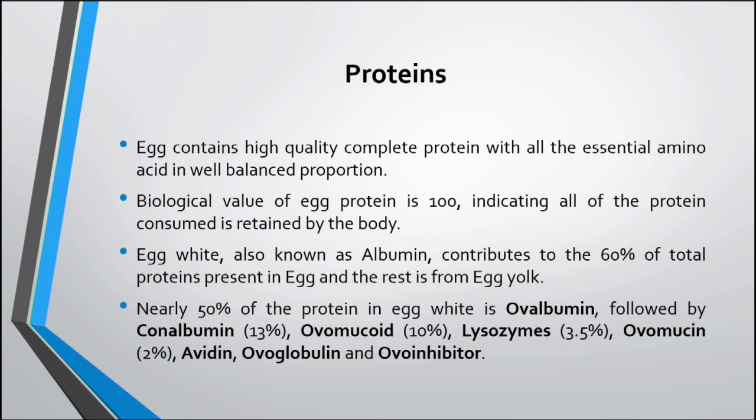Conalbumin contains 13%. Ovomucoid is 10%. Lysozyme is 3.5%. Ovomucin is 2%. Avidin, ovoglobulin and ovoinhibitor are also present in minimal proportions.